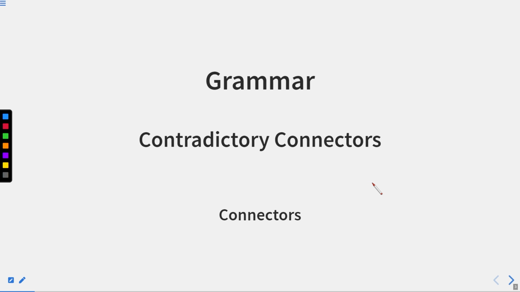Now, first of all, let us discuss what contradictory connectors are. As I told you in our earlier session as well, connectors can be prepositions, conjunctions, and adverbs. But those who show contradiction are known as contradictory connectors. These can also be of several types: prepositions, conjunctions, and adverbs. But the basis is that they should show the contradiction or the contrast in two things or two items or two sentences. In this session, we are going to discuss all of this.